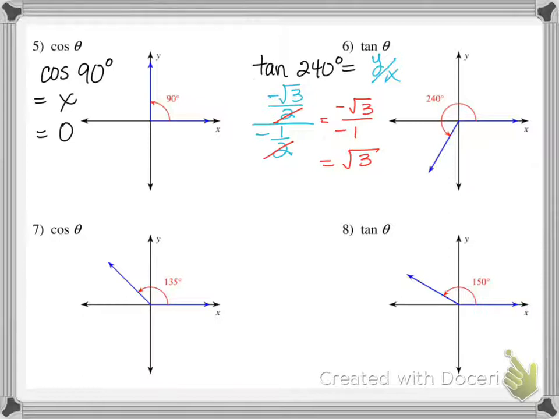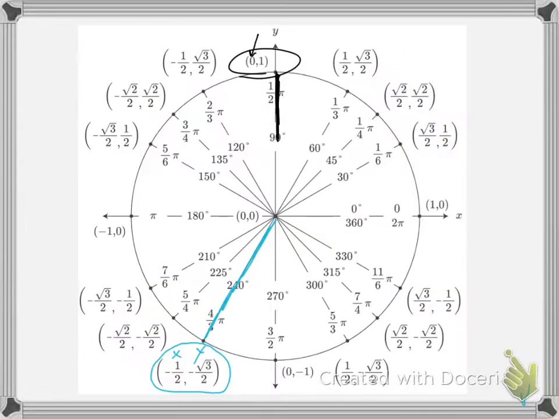Let's try number 7. Cosine of 135 degrees means go find the x at that angle. 135 is right here. So my x is negative square root of 2 over 2.